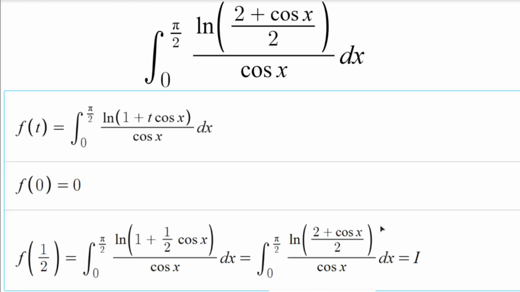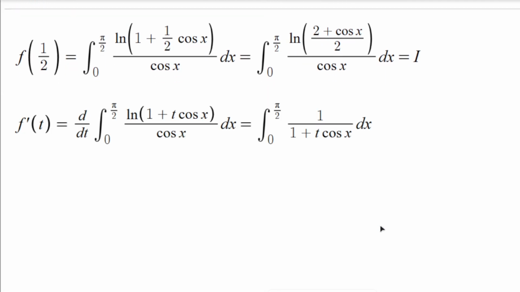But to get started, we're just going to do this. We're going to define a new function of t that is equal to the integral from 0 to pi over 2 of the natural log of 1 plus t cosine x over x dx. And we'll notice that if we evaluate f of t at 0, we get 0. Also, if we evaluate our function f of t at the point 1/2, we will end up getting back our original integral.